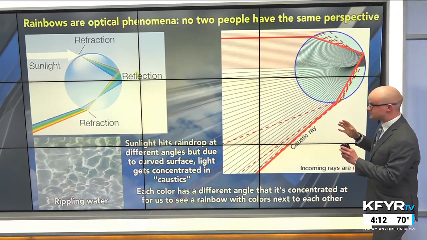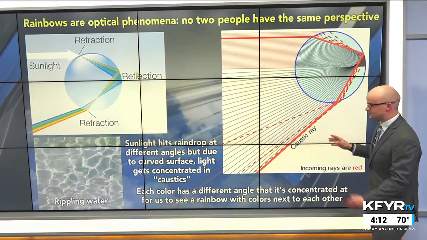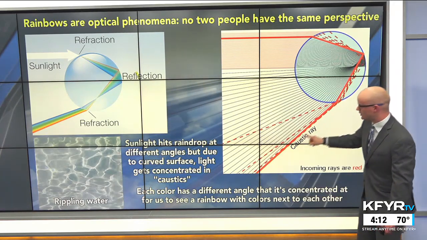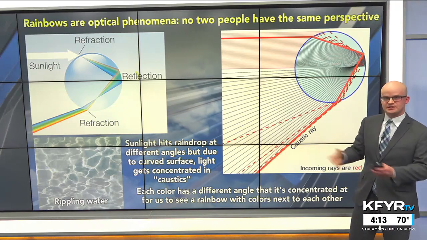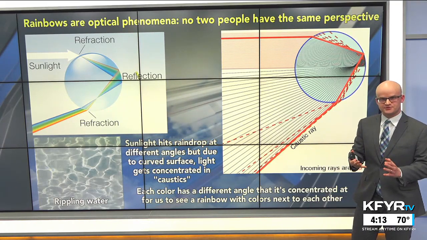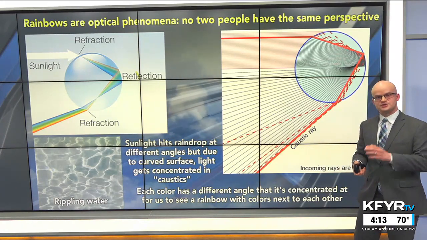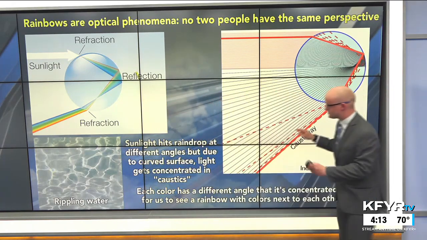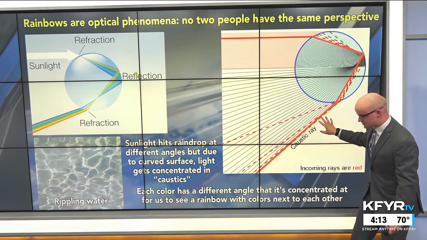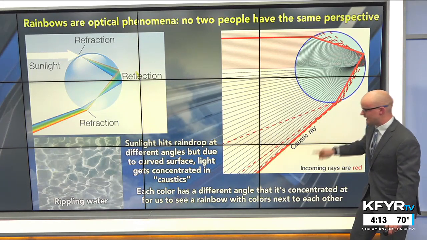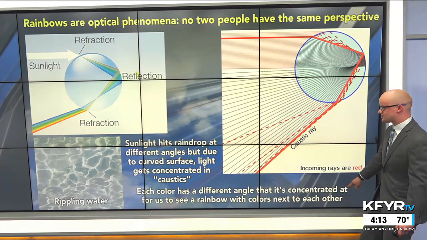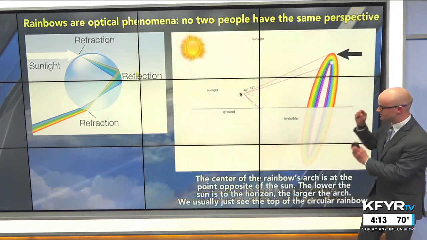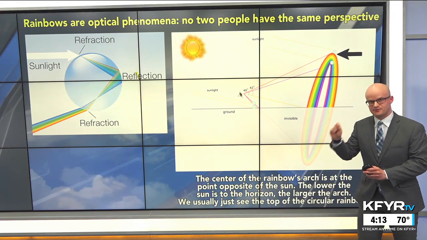So the sunlight hits raindrops at different angles, but due to their curved surface, the light gets concentrated in what are called caustics. And those we see all the time in nature with curved surfaces. You can see that in a coffee mug. You could see that with rippling water, the concentration of light. But it's the specific concentrations of different colors that deliver us the rainbow, because each color has a different angle that it's concentrated at for us to see a rainbow with all those colors next to one another, with the different concentrations at different points in the sky.